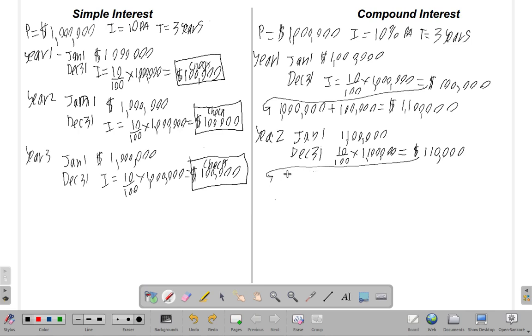But what they do, they add it to what you had in the account. You had $1,100,000 plus $110,000, which gives you $1,210,000.